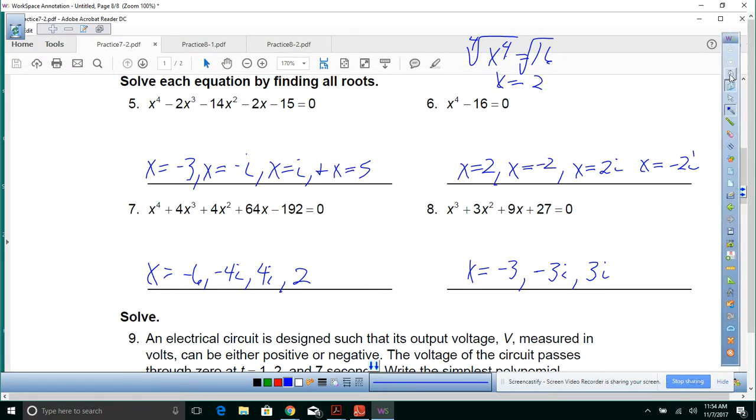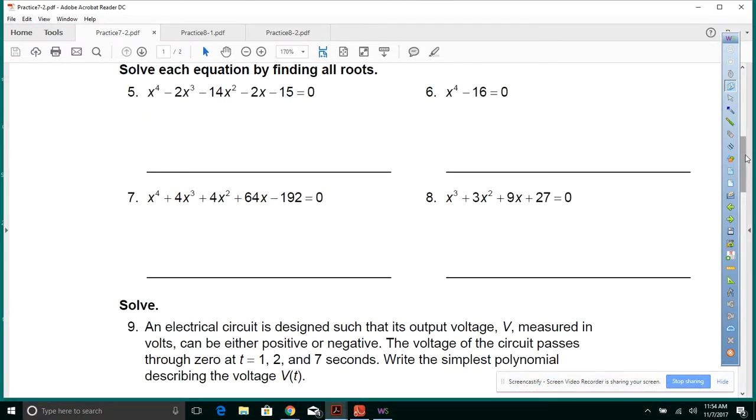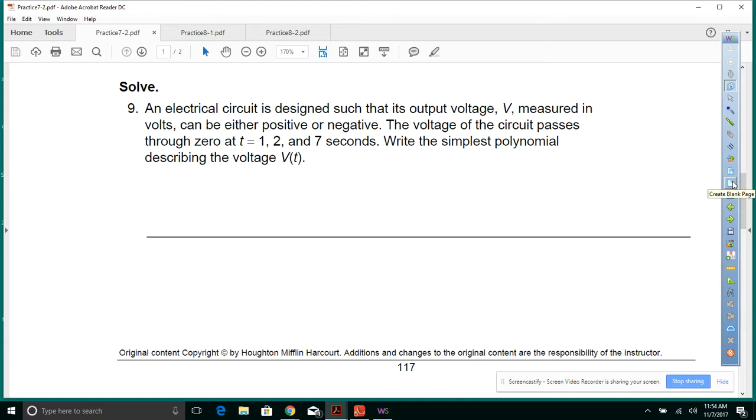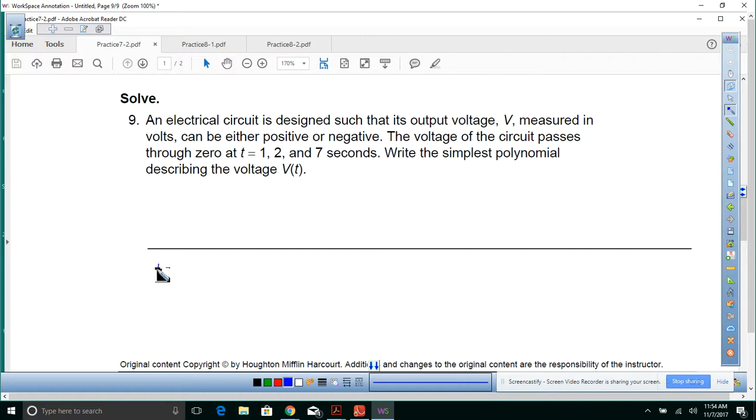Let's see here. Number 9. An electrical circuit is designed such that its output voltage V, measured in volts, can be either positive or negative. The circuit passes through 0 at t equals 1, 2, and 7 seconds. Write the simplest polynomial describing the voltage. So we've got t equals 1, t equals 2, and t equals 7. All right. So we got t minus 1, t minus 2, and t minus 7.